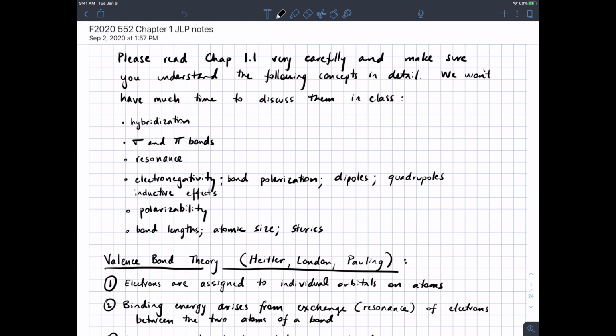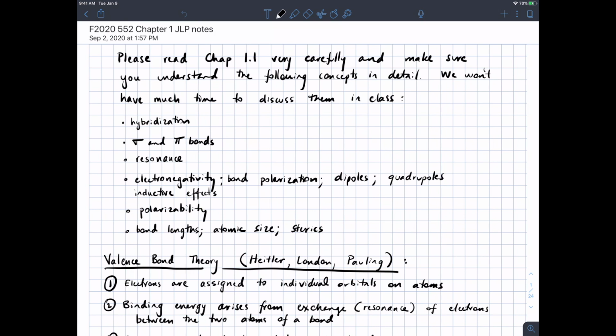In your reading of Chapter 1, I want you to read the first section and make sure you understand these concepts in detail. They are fairly straightforward, and I don't want to spend any time on them because I think you'll be bored. But hybridization, sigma pi bonds, resonance, electronegativity, dipoles, polarizability, bond length, size, sterics.